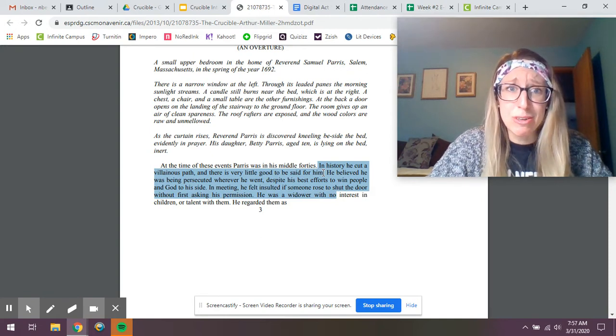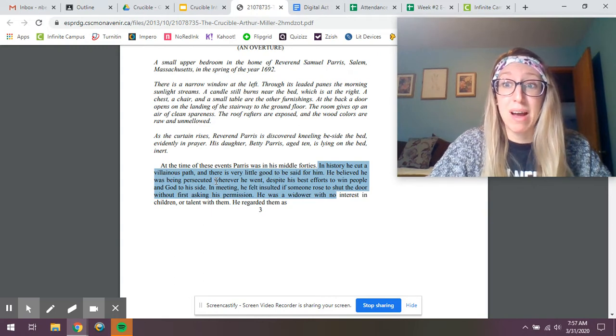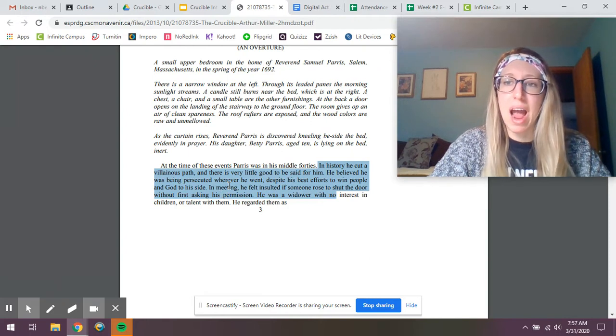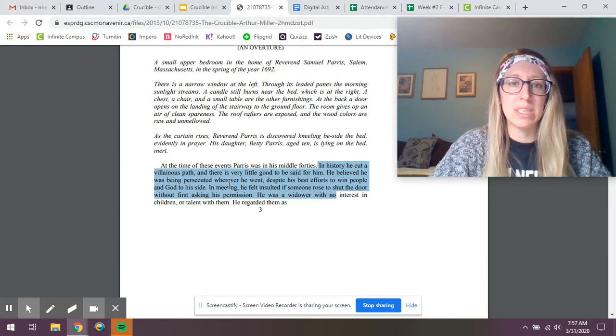This is the minister of the town that we're talking about. He believed he was being persecuted, so people were condemning him, right? Everywhere that he went, despite his best efforts to win people and God to his side. In meeting, and this would be in a meeting house, that's where Puritans met, that was their church, it's called a meeting house. In meeting, he felt insulted if someone rose to shut the door without first asking his permission.